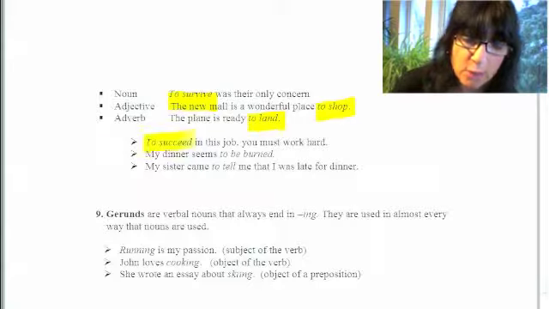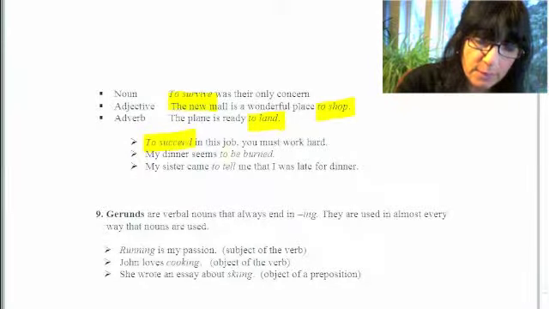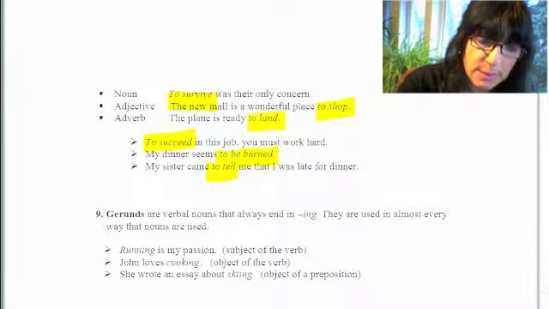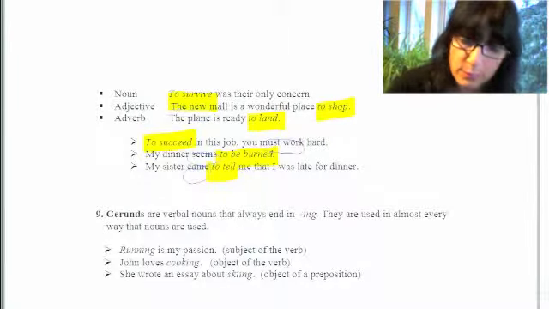So a couple of more examples. To succeed in this job, you must work hard. That's an infinitive. My dinner seems to be burned. And my sister came to tell me. So those are not the main verbs, because in each of these sentences, the main verb is must work. In this one, my dinner seems is the verb, and my sister came. So you can see that the words to tell, to be burned, to succeed are not the main verbs.